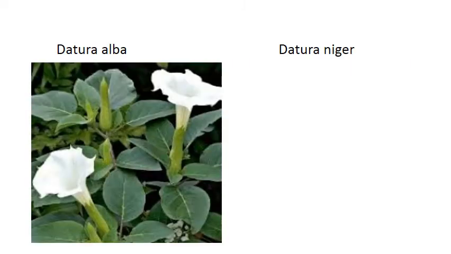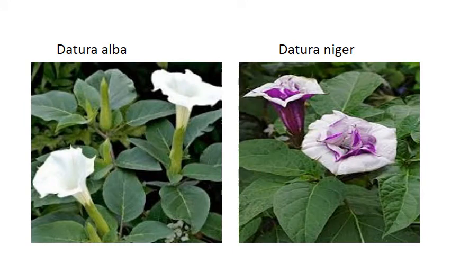So we'll have a closer look at the flowers. This is a white bell-shaped flower, a vespertine flower which blooms at dusk and closes by mid-morning next day. And similarly, this is Datura niger, which has a deep purple colored flower. Same character, that is a vespertine flowering plant.